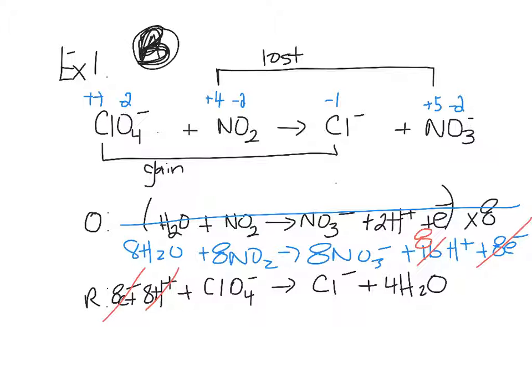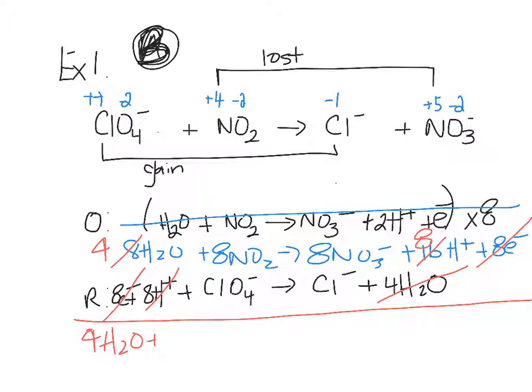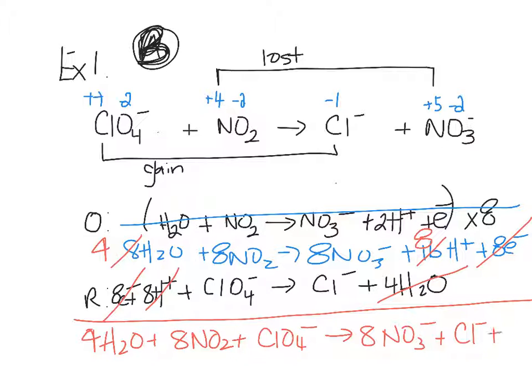Now you're going to write out your final equation. Oh, no, you're not. There's 4 waters here, there's 8 here, so that's 4. So we've got 4 waters, 8 NO2s, ClO4 negative, 8 NO3s, Cl minus, 8 H plus.